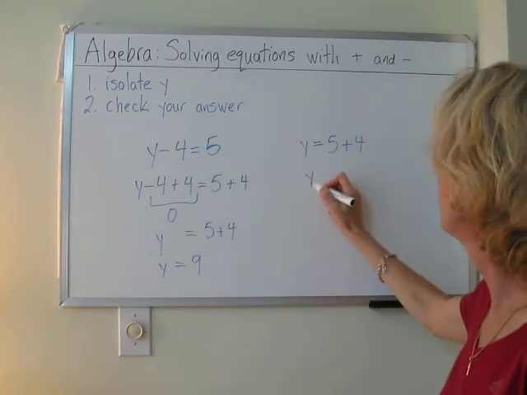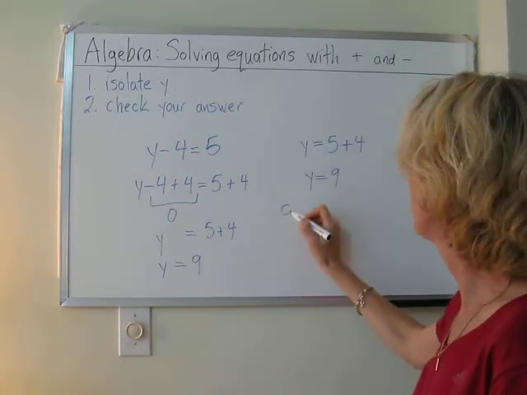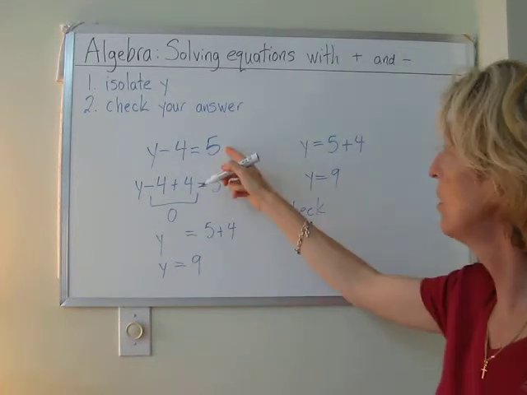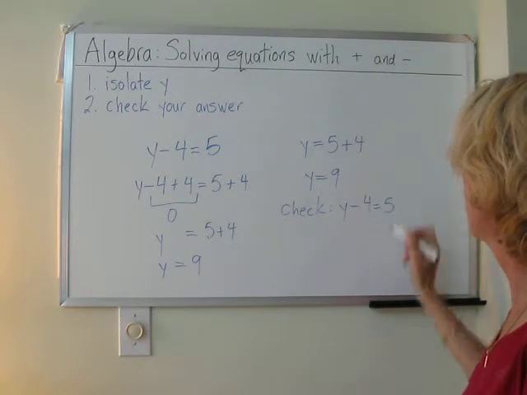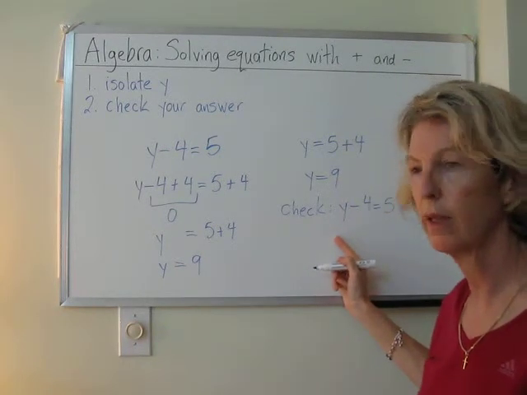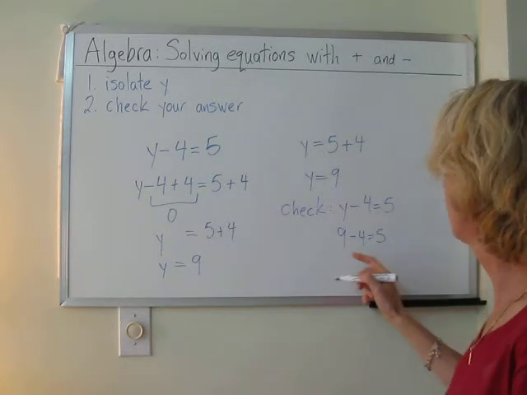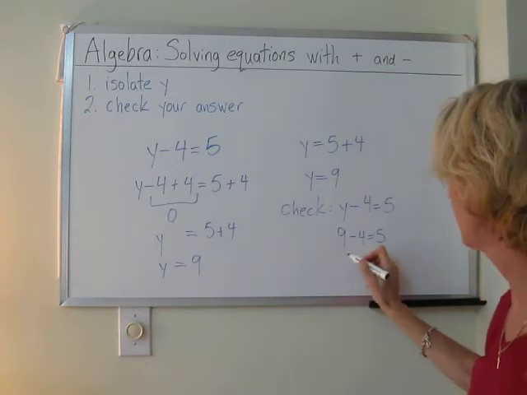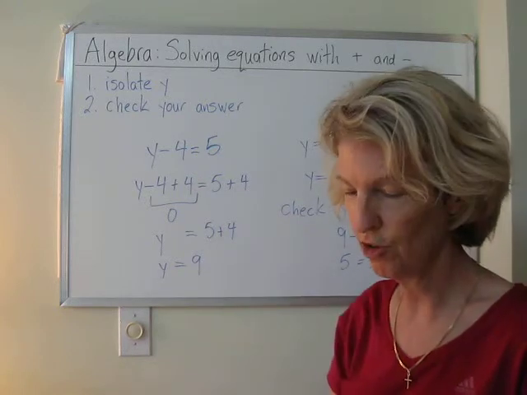So here we've got y equals 9. And we'll just do our check. Always check our answer. We go back to the original equation. y minus 4 equals 5. What answer did we calculate for y? 9. 9 minus 4 equals 5. What's 9 minus 4? 5. Okay, so we get 5 on this side and 5 on this side. Did we get the right answer? Yes. We sure did.